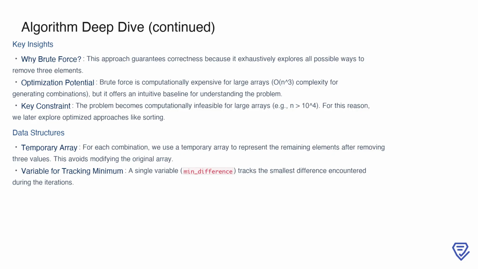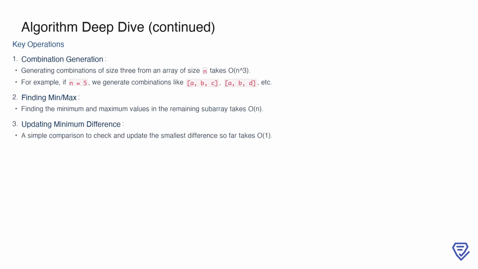Regarding data structures, we rely on a temporary array to represent the subarray after removing 3 elements. This prevents us from altering the original input data during the process. Additionally, the variable min_difference helps efficiently track the smallest difference encountered across all iterations. The key operations in this approach involve generating combinations, finding the maximum and minimum values, and updating the smallest difference.